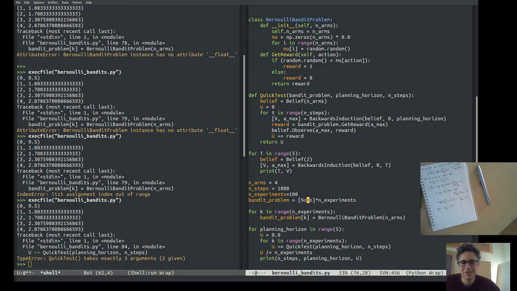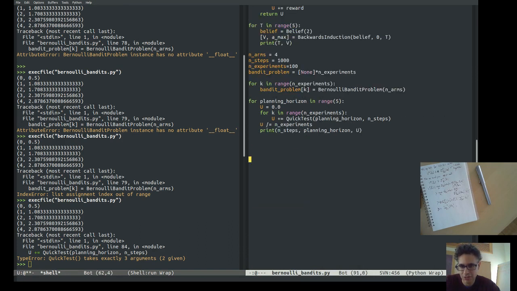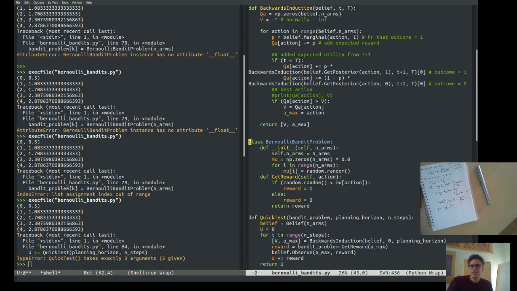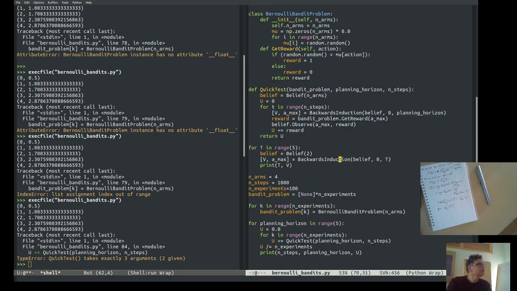Yeah. Okay, but anyway, you can play with the output online if you can divide some finished exercise. But how it works, basically, this is the backwards induction part. Okay? What we discussed. Very simple. The bandit problem itself just gives you a random reward. It has a number of arms, so here are the constructors and stuff. So here for a fixed bandit problem and a given planning horizon, and a given number of steps, we just run backwards induction.